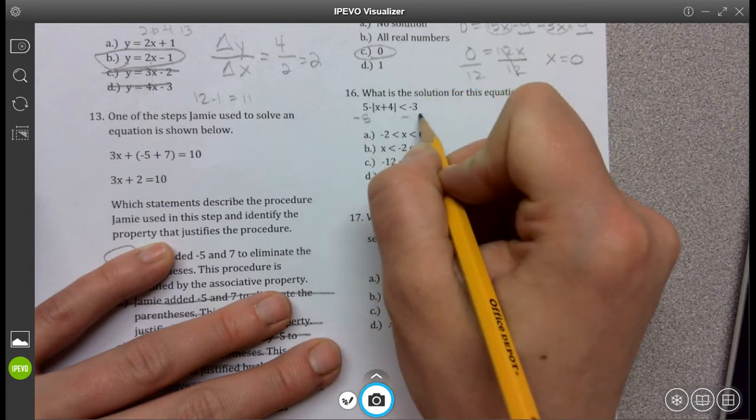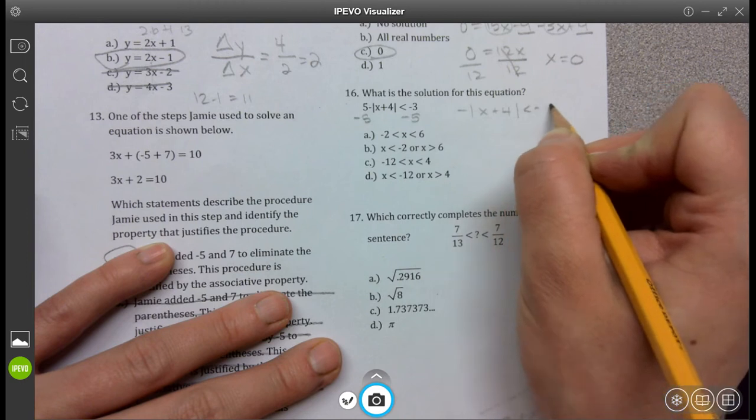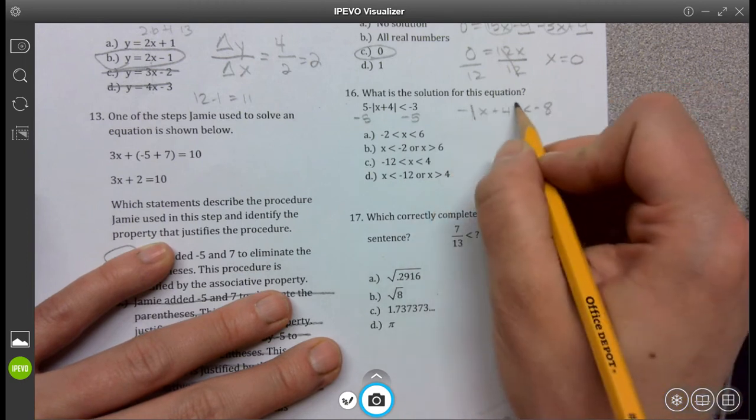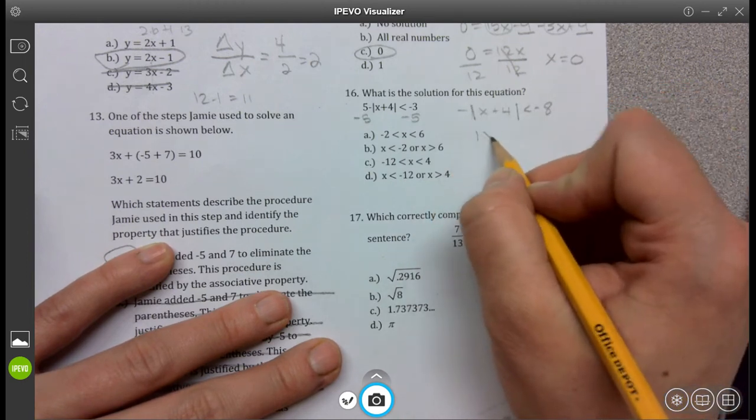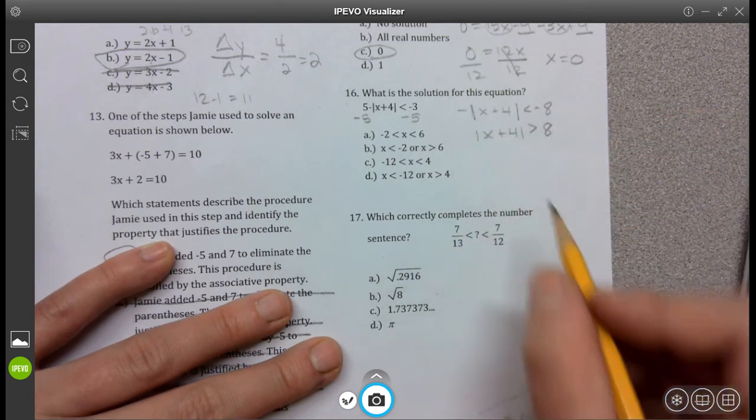Here, absolute value bars need to be by themselves. So I have to remove this positive 5. I get negative absolute value of x plus 4 is less than negative 8. I have to have the absolute value bars by themselves so I know what the actual distance is. The distance, we have to divide by a negative, so we flip the sign, is greater than 8.